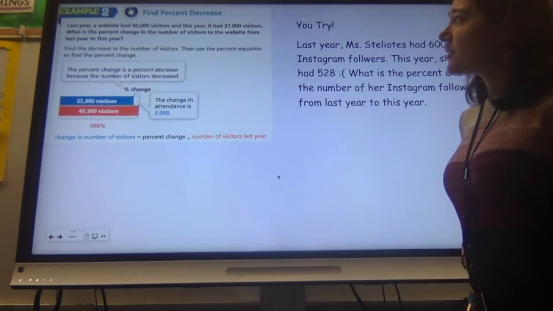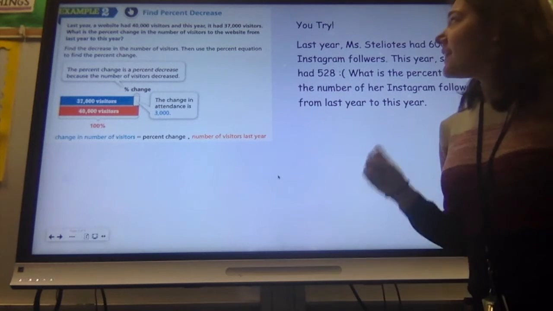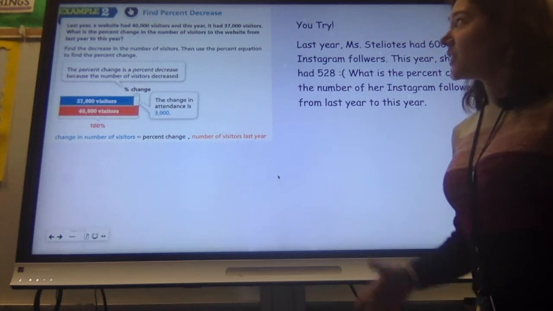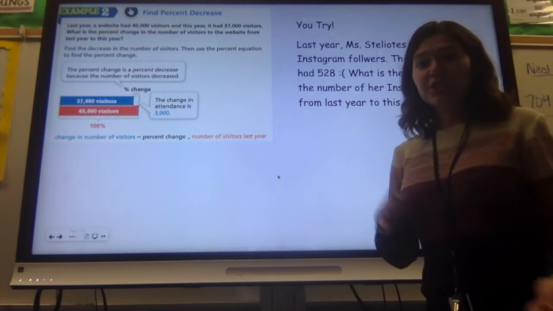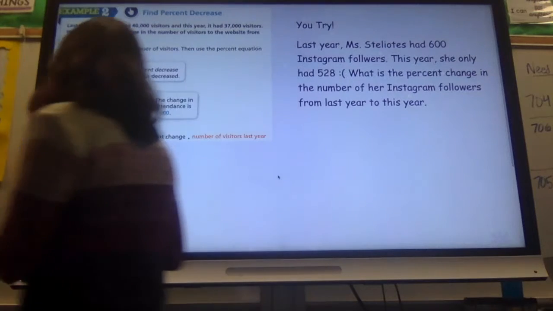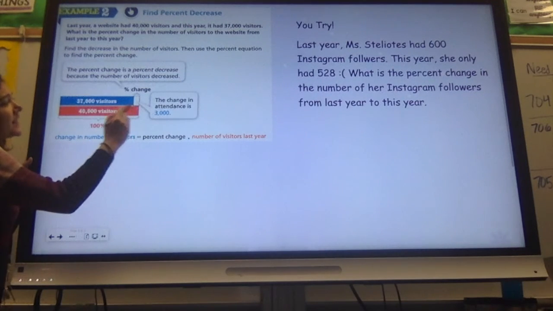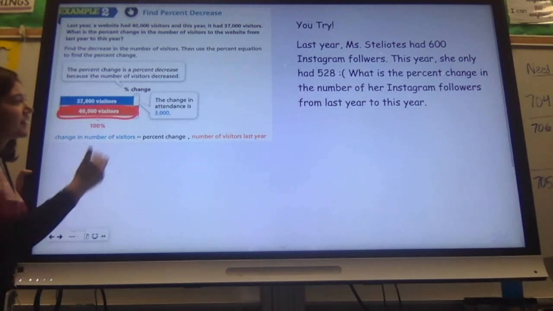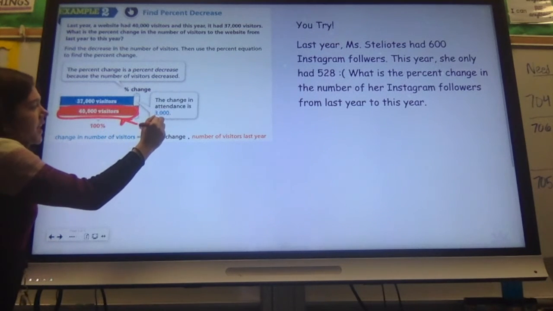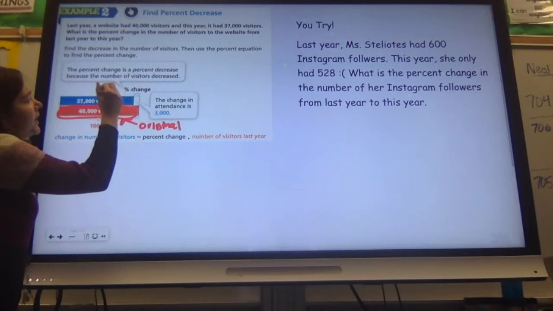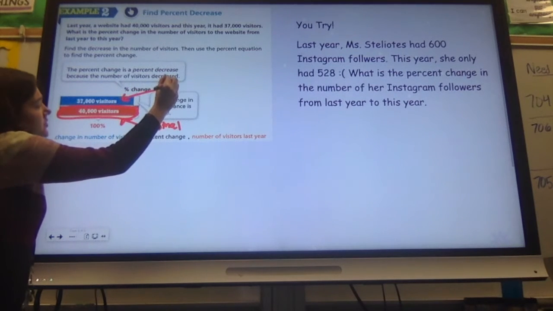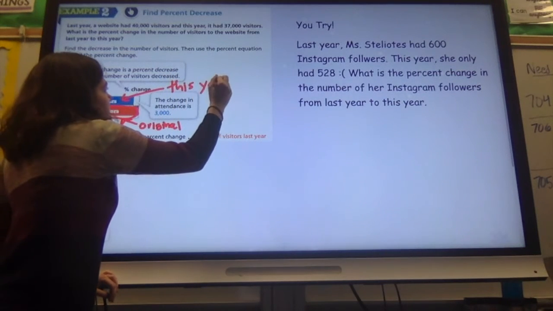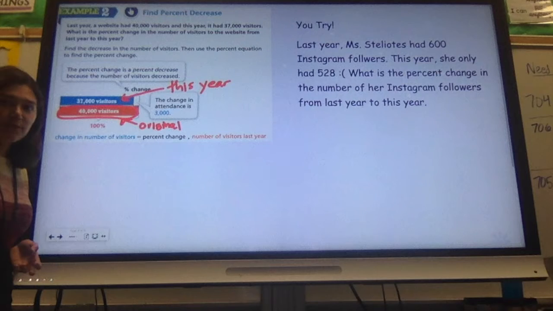So example 2 says, last year a website had 40,000 visitors, and this year it has 37,000 visitors. What is the percent change in the number of visitors from last year to this year? So here's a nice diagram that the book gives us. Last year we had 40,000. So we're thinking of that as like 100%. We started with 40,000. That was my original. And then after a year passed, it went down to only 37,000. So that's this year. And we need to figure out what's the percent change.